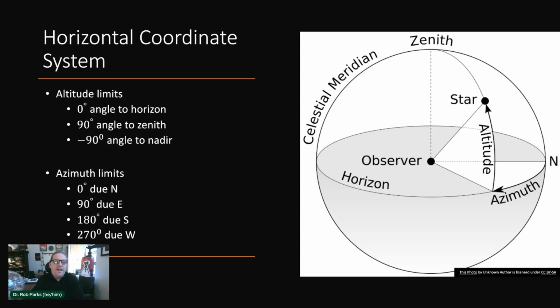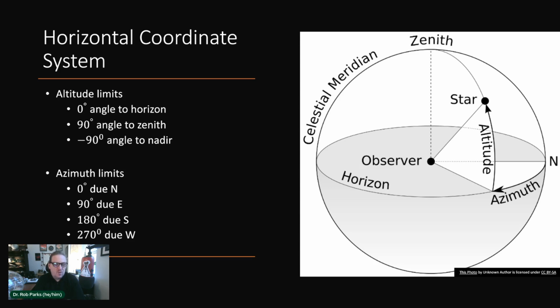Azimuth is defined as the direction due north, and that is 0 degrees. And then it increases eastward. So if you were looking due east, it would be 90 degrees. If you're looking due south, 180, due west, 270.